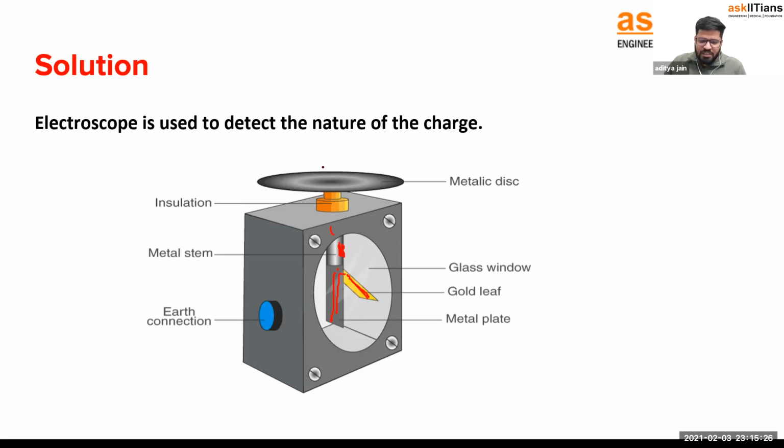Suppose you are touching a positive charge here. This positive charge will flow through the metal, because metal is a good conductor of electricity. Both the gold leaves will get positive charge, and if both are positively charged, they will repel each other because like charges repel each other. That's why you are able to find the nature of charge through the electroscope. Clear? So you can name the device used to detect the charge: the electroscope.